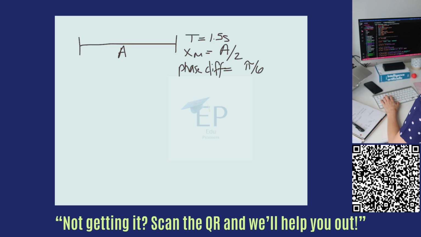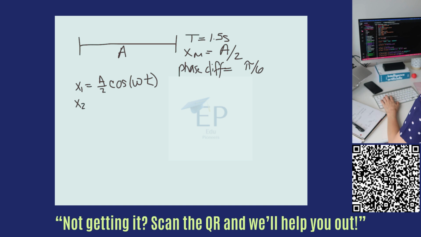So for particle 1, the displacement of that particle is going to be a over 2 times cosine of its omega t. Because it's at the end, it's 0.5 seconds after it left, we can have that be our 0, so we don't have to worry about our phase constant.